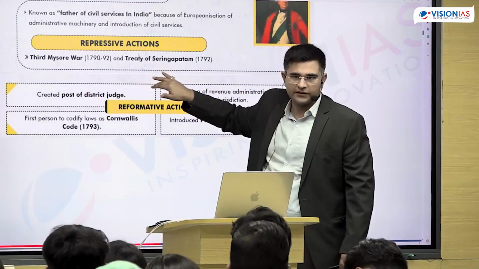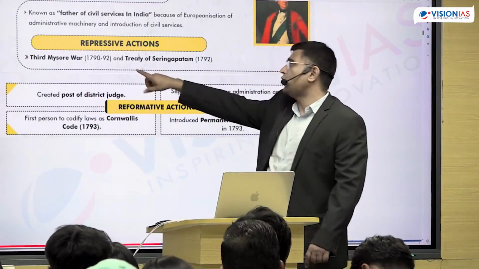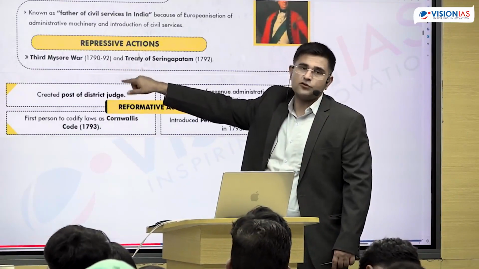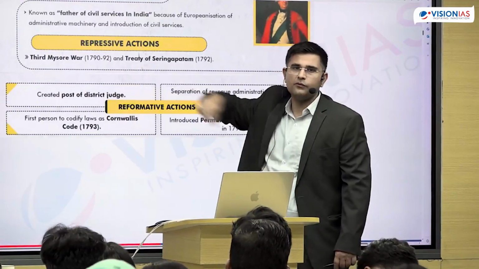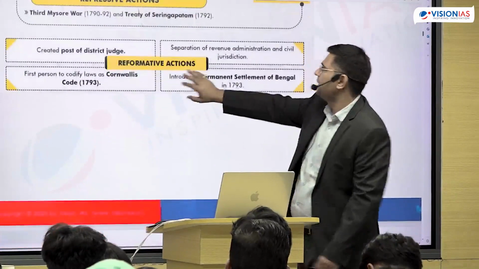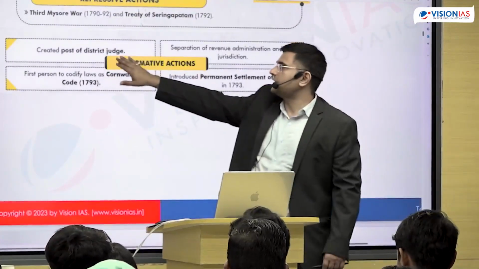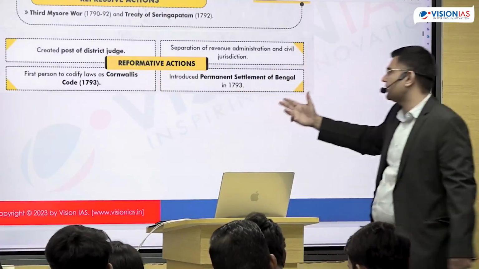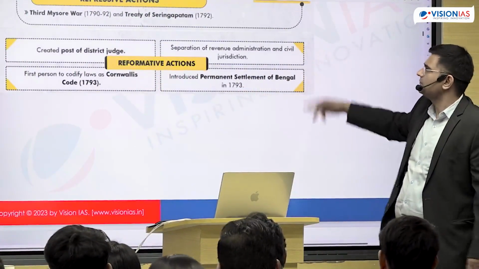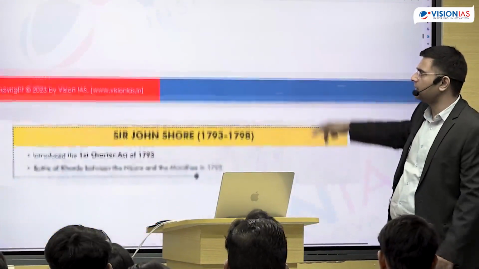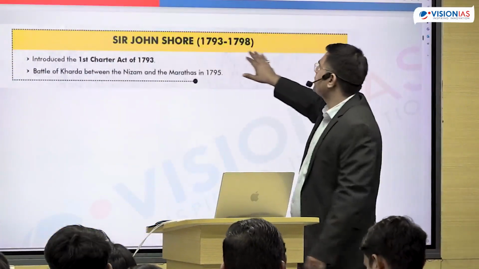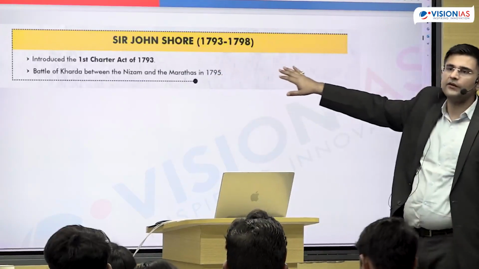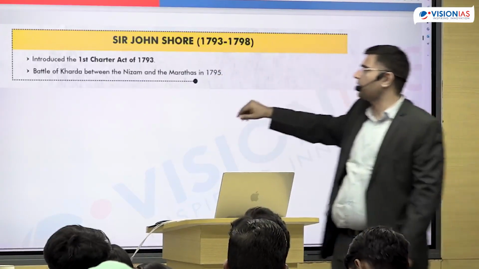That also took place during his time period, right. Although the 1784 Pitt's India Act banned wars in India, Mysore was treated as an exception because Tipu was overambitious, right. Created post of district judge, that means separation of power he is reintroducing. Cornwallis Code 1793, permanent settlement, fine, the same thing, reorganization, right. John Shore, 1793 to 1798, we can say that he implemented the Charter Act of 1793, right. So that is what he is doing.